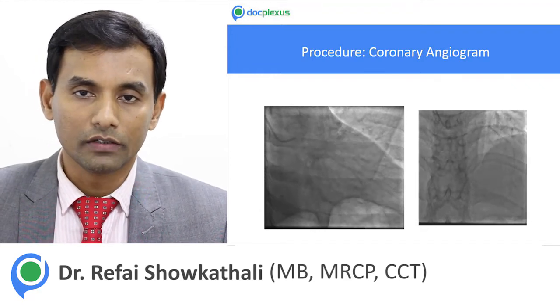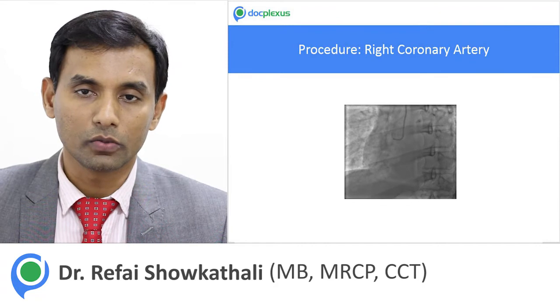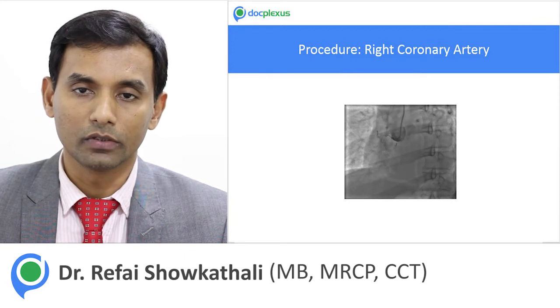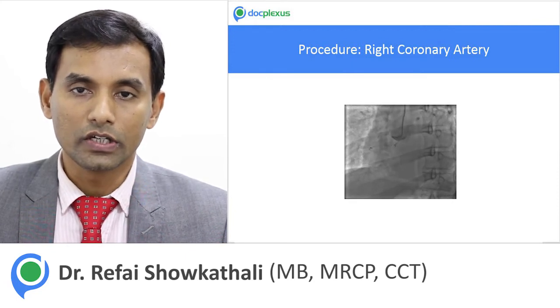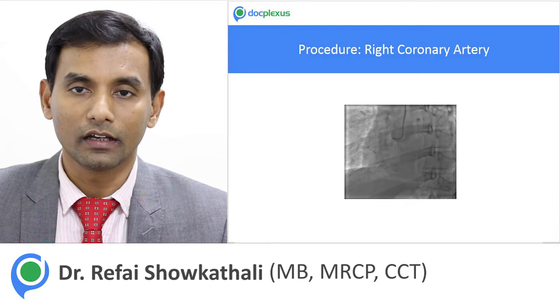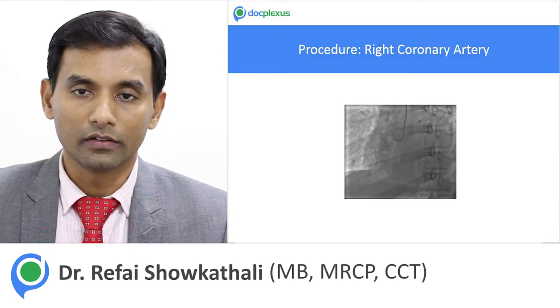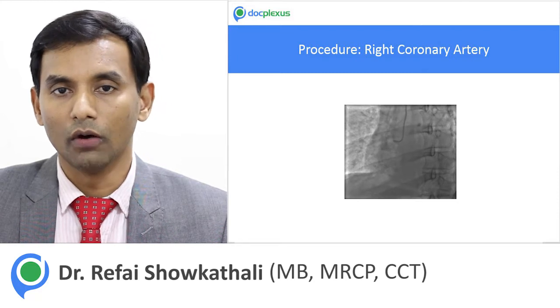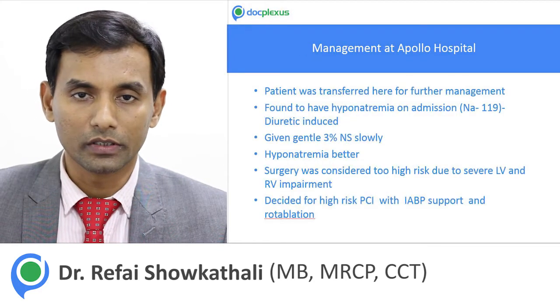The right coronary artery, which is not intubated properly in the other hospital, shows an occluded mid segment with a TIMI-1 flow at the distal segment of the right coronary artery. So essentially this gentleman has got significantly calcified coronary arteries with triple vessel disease. So he was shifted to our hospital for further management.